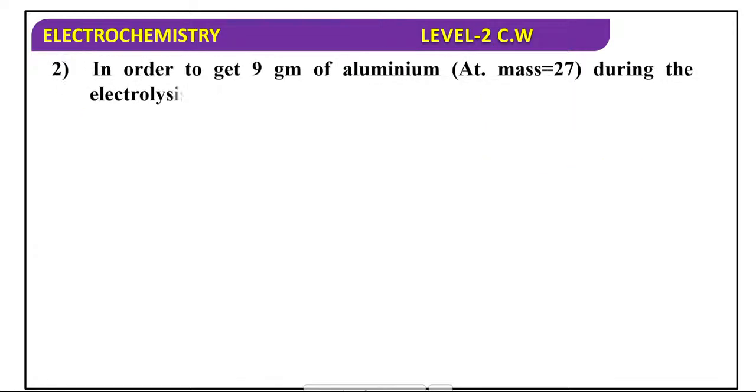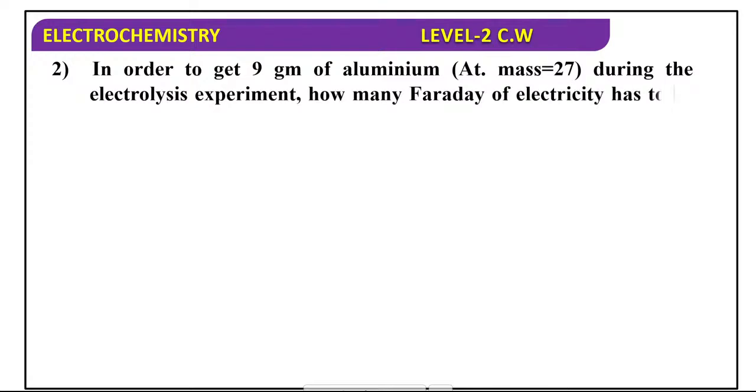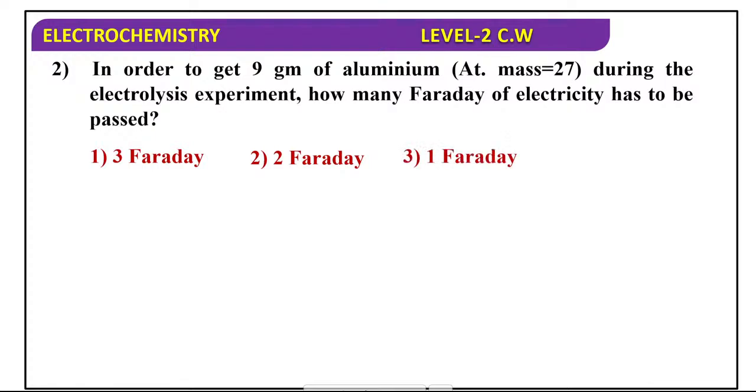Second is, in order to get 9 gram of aluminium, the atomic mass is 27, during the electrolysis experiment, how many Faraday of electricity has to be passed? Options are 3 Faraday, 2 Faraday, 1 Faraday or 1.5 Faraday.